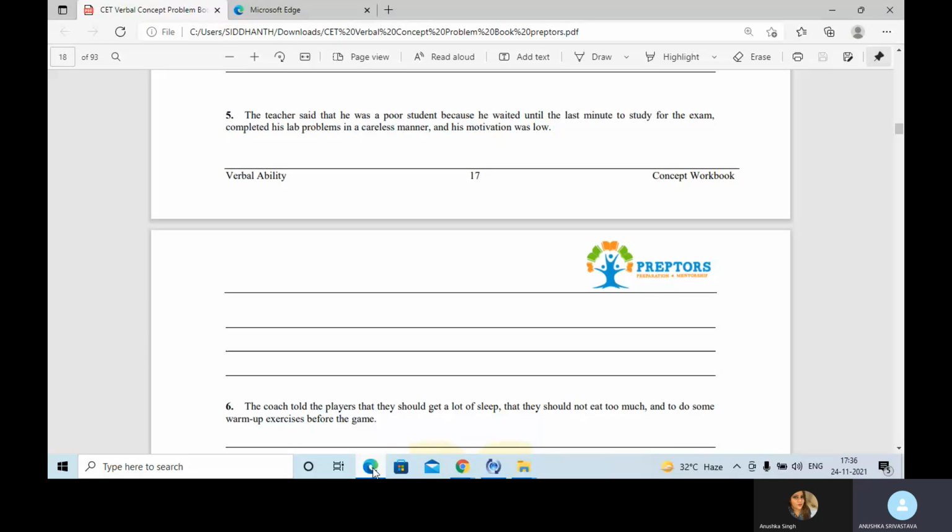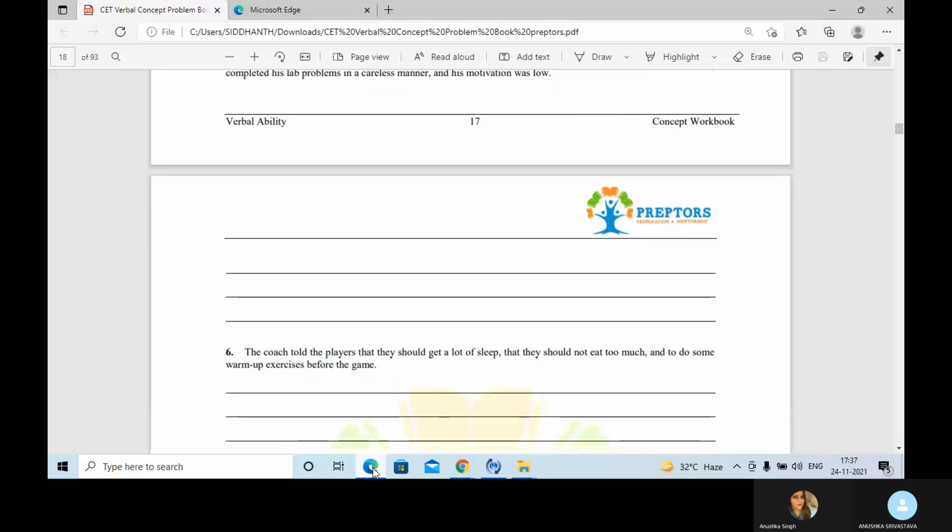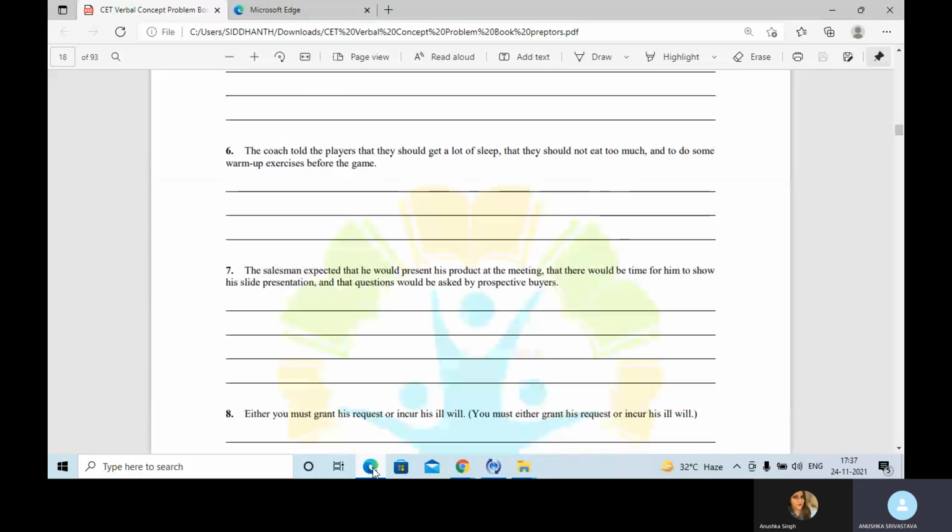So my answer would be waited until the last minute to study for the exam, completed his lab problems in a careless manner, and lacked motivation. Lacked motivation will make it parallel. Sixth: the coach told the players that they should get a lot of sleep, that they should not eat too much, and to do some warm up exercises before the game.